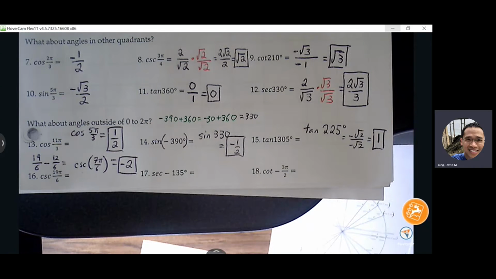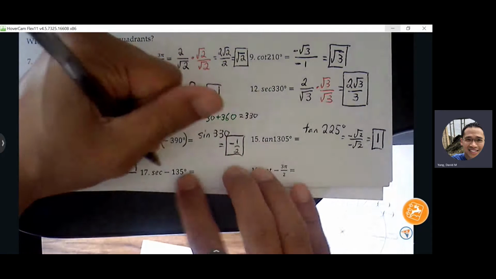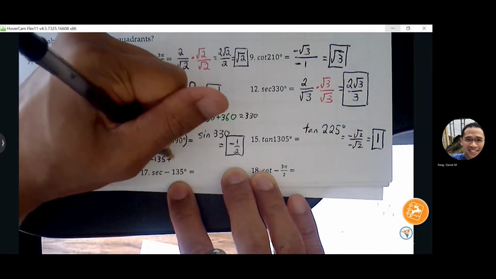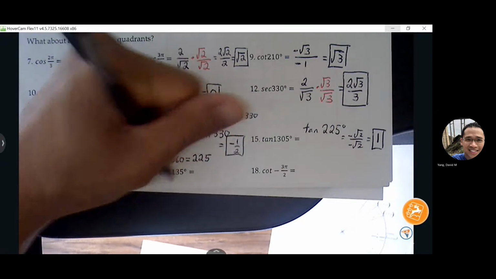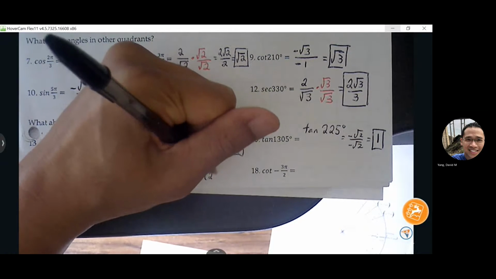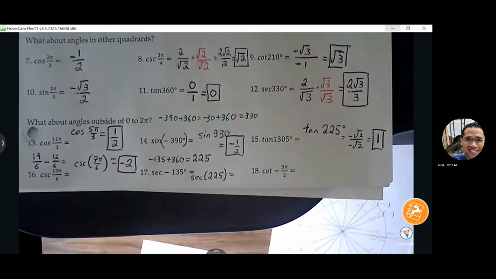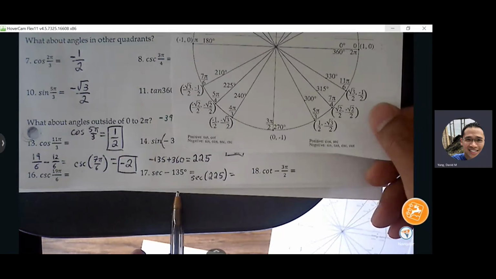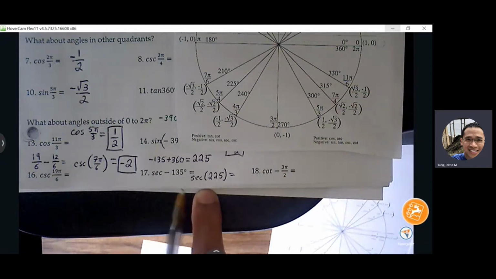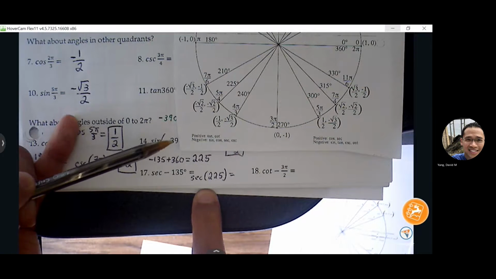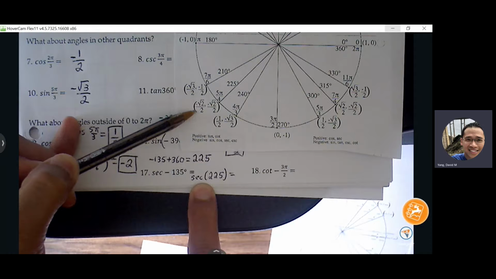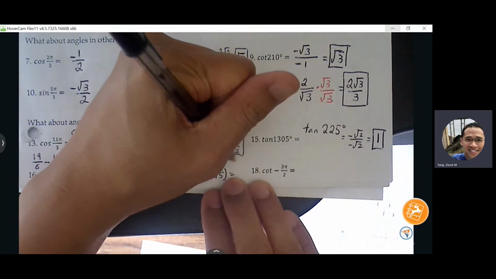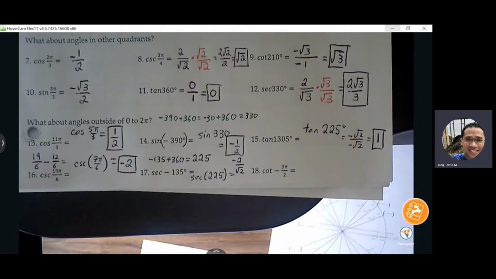17, negative 135 is not inside the interval, but it's close. We just add 360. Okay, 225, that's in the third quadrant. Secant is related to the cosine. So I look at the x value. And what do I do with this x value? Flip it, yeah. So negative 2 over root 2. Rationalize.